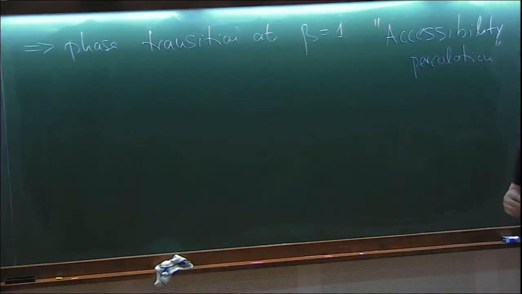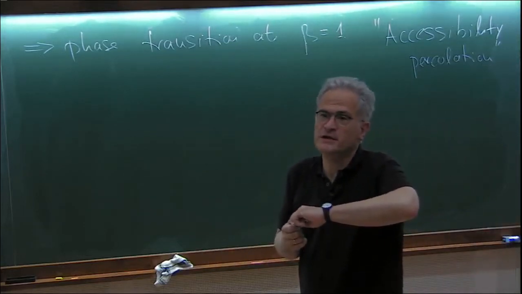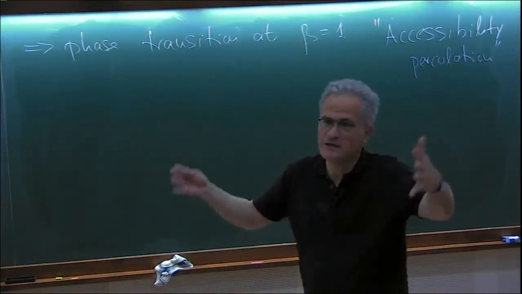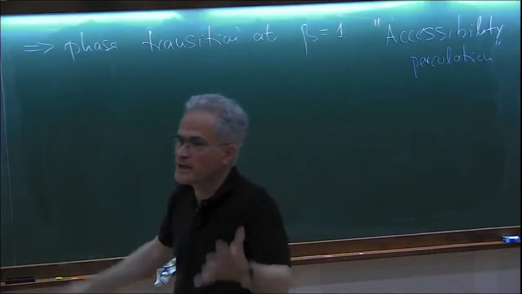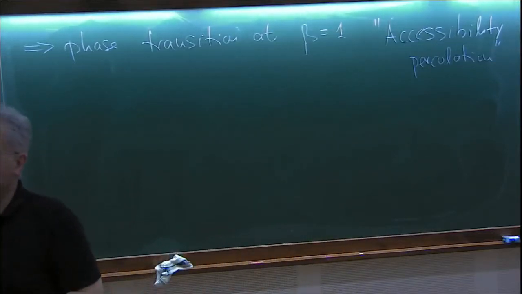So it's a kind of transition, just like in percolation, where you're interested in the point where you have a connected path from one end of your lattice to the other. Here you're interested in having an accessible path from one end of your system to the other, and this changes abruptly as a function of some control parameter, in this case the fitness difference between the two points. Yes.